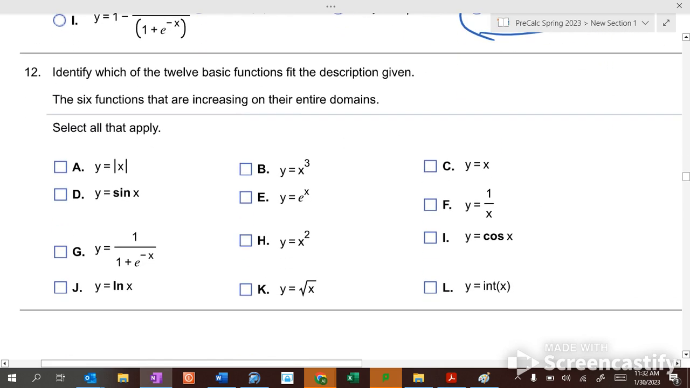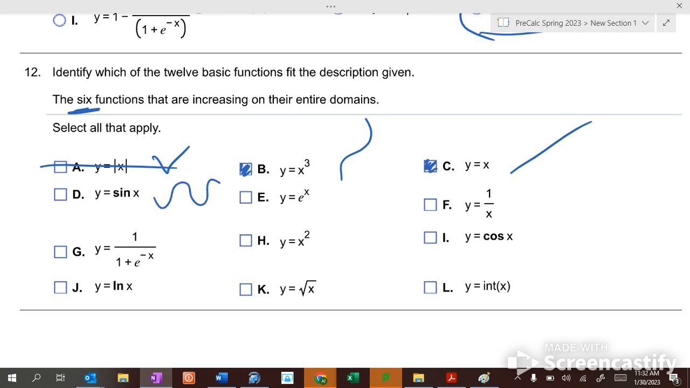Which ones are increasing over their entire domain? And there are 6 of them. Well, what does A do? It makes a V, so it's not A. This one goes like this. Is it always increasing? Yes, it is. This one goes like this. Is it always increasing? Yes, it is. This one, sine. No. E to the x. I think e to the x goes like that, so I'm pretty sure that's a yes.